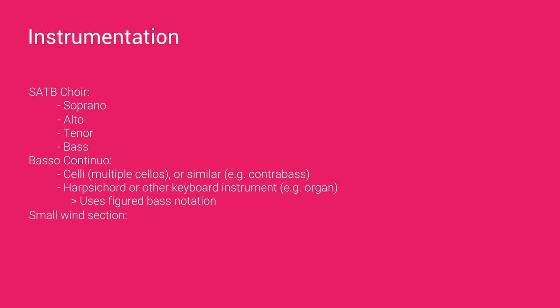There's a small wind section with bassoons and oboes that doubles the string parts. The orchestra itself will occasionally double the vocal parts as well.